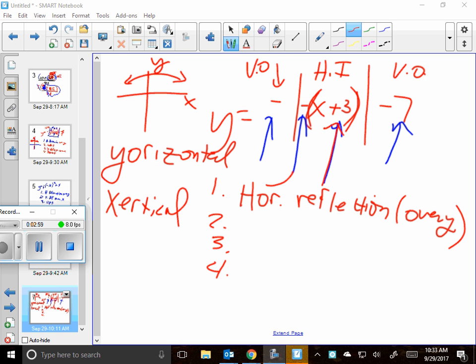Okay. Then, after the horizontal reflection, which is over the Y, you would do the +3, which seems like it's right 3, so it's really left 3. How many had left 3 for that? Good. Then, number 3. Of these 2 choices that are left on the outside, we have the negative in front and we have a -7.